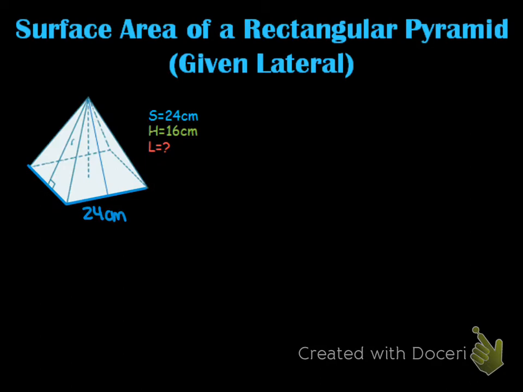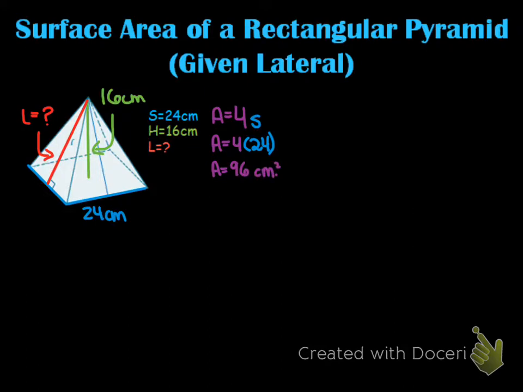Let's do this problem together. The sides of our pyramid will equal 24 centimeters. The height will equal 16 centimeters, and the lateral will remain unknown. First, let's find the area of the base. The area of the base turns out to be 96 centimeters squared.